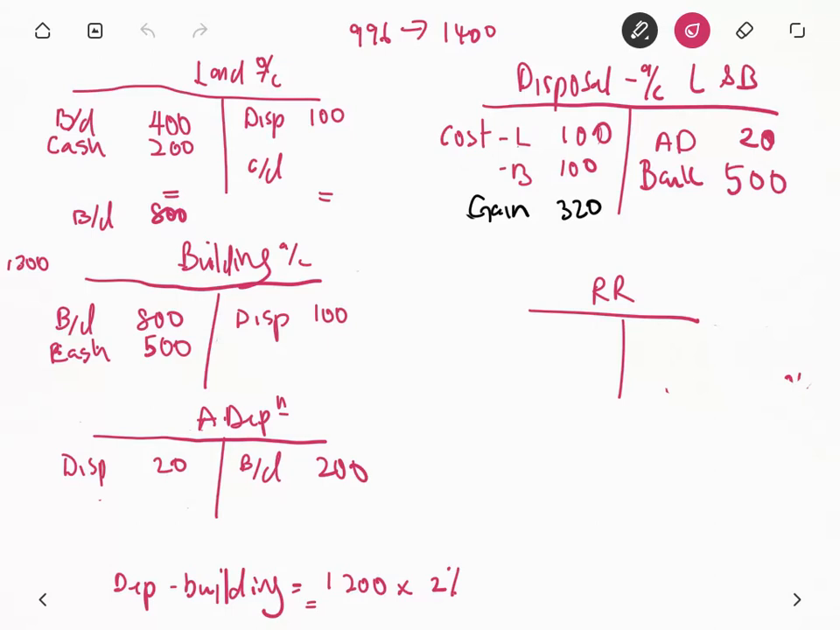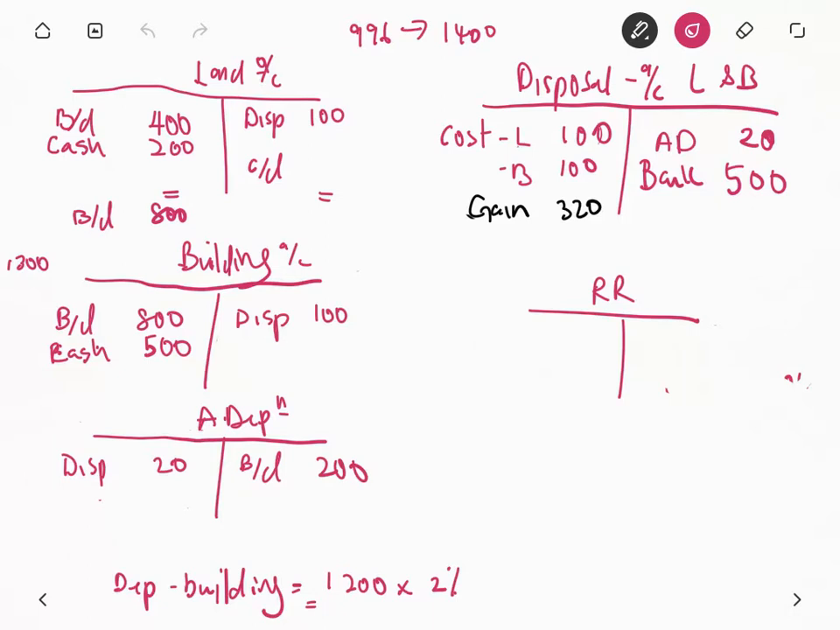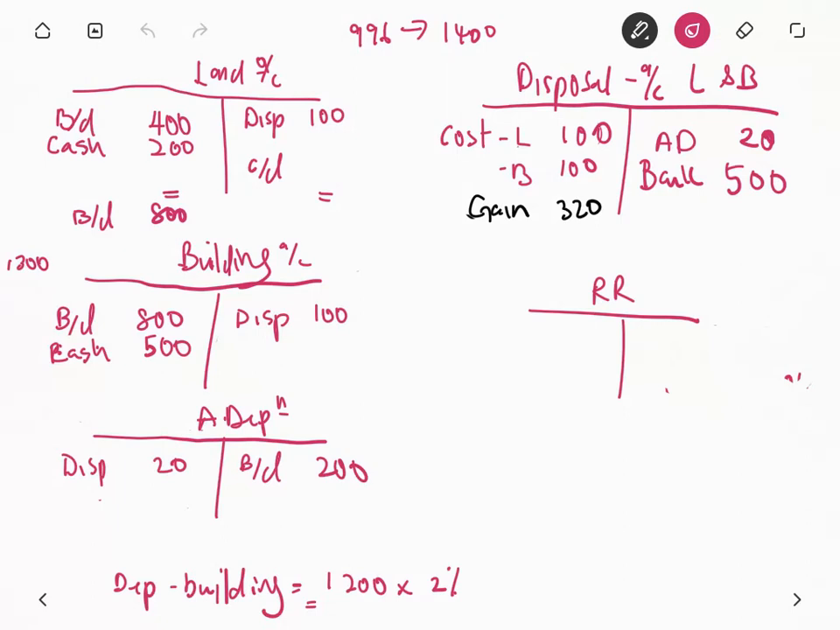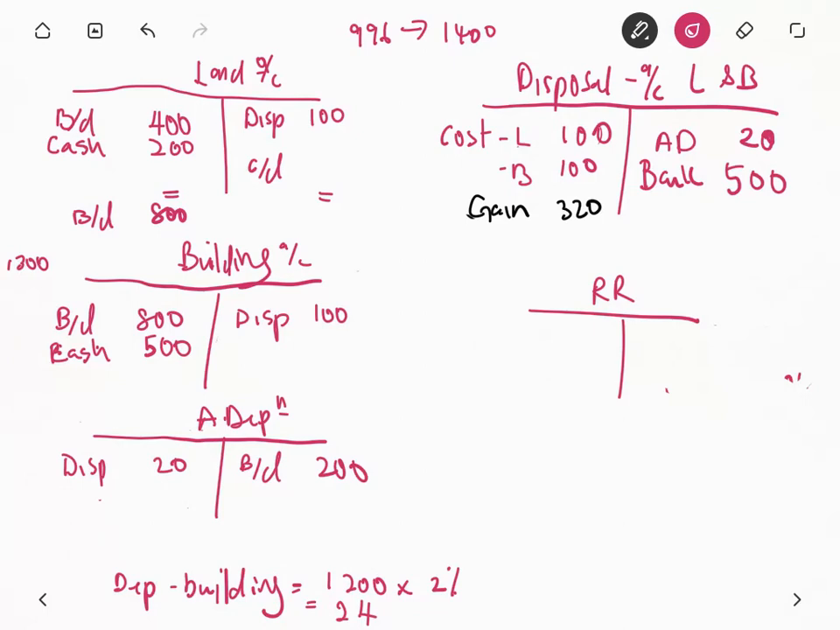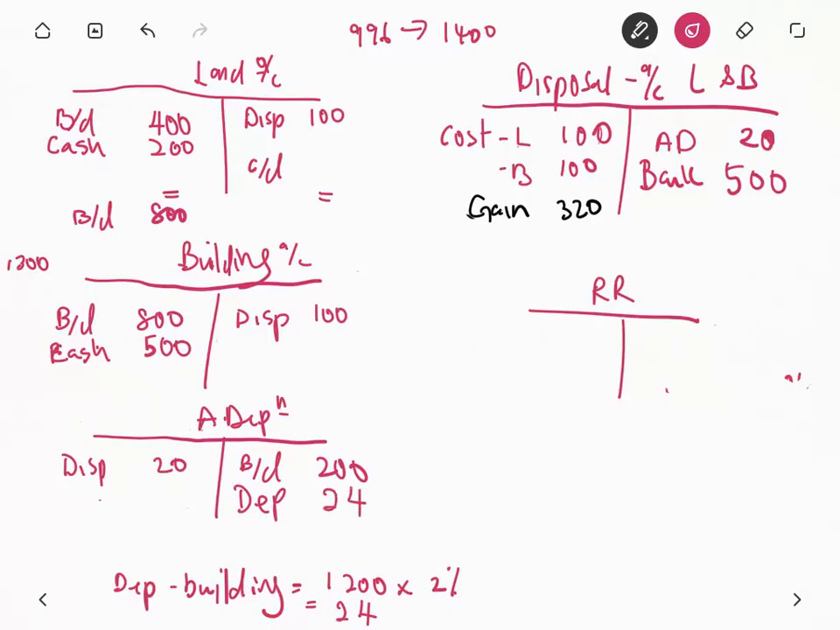1,200. 8 plus 5 minus 1. 1,200. I start with 800. I buy another 500. I sell off 100. So 1,200. And my depreciation is on straight line, so 2%. How much? 24. What's the double entry for depreciation? Debit depreciation, credit accumulated. So far, okay?